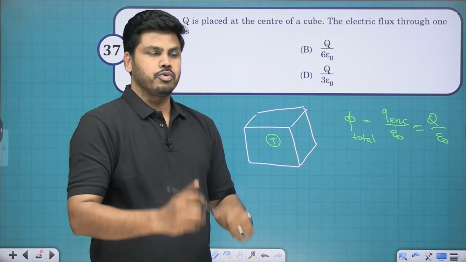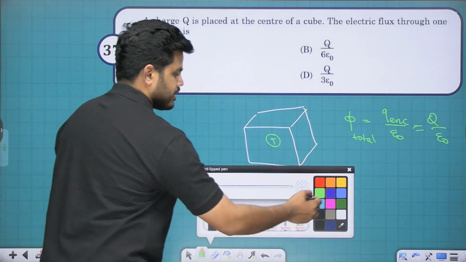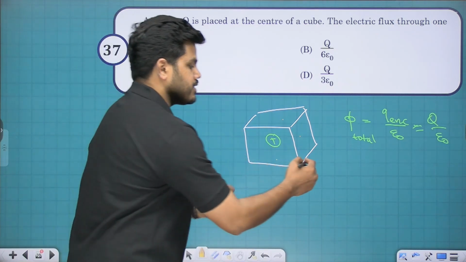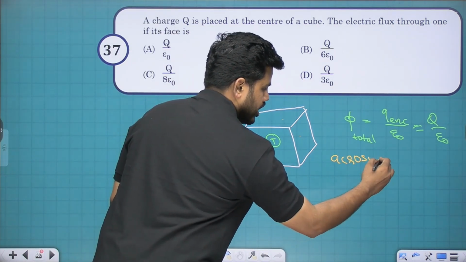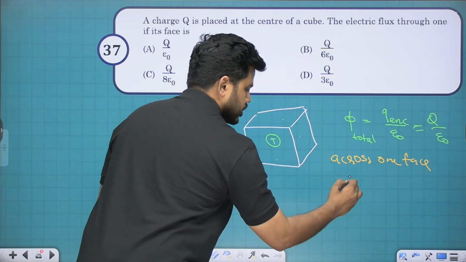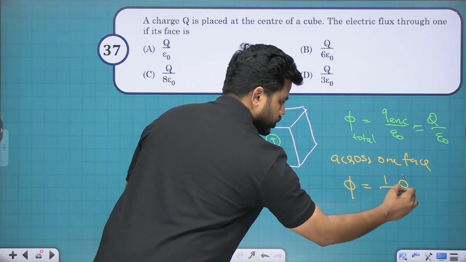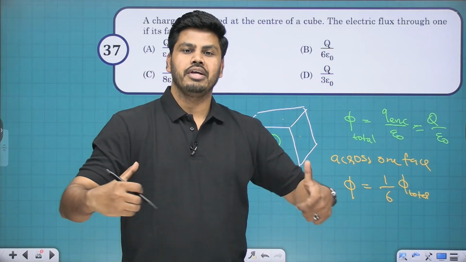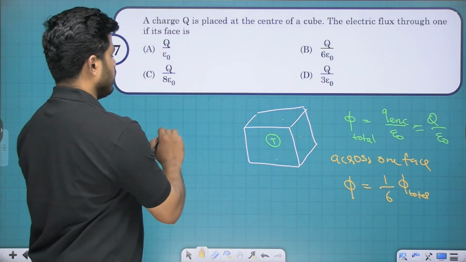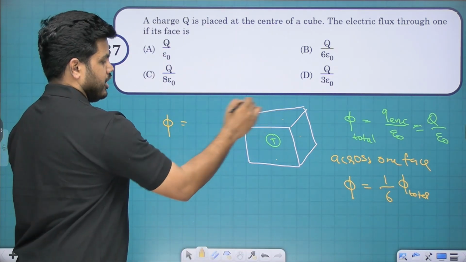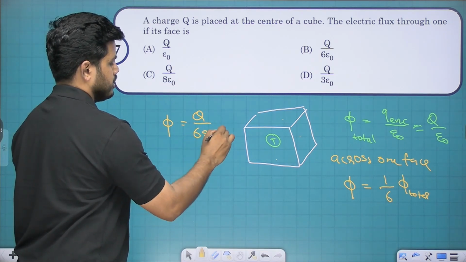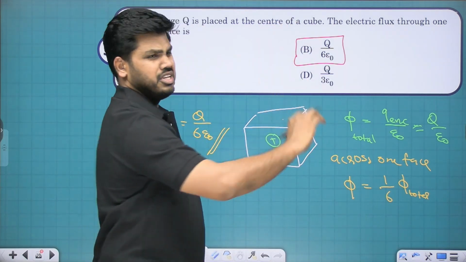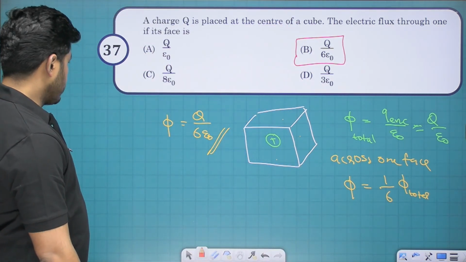We know it is through one of its surfaces. We have 6 faces for the cube. Since the charge is kept exactly at the center of the cube, each face will get equal flux, right? So flux across one face is going to be equal to 1 by 6th of total flux, because we have 6 faces and flux will be divided equally. So phi is going to be Q enclosed by 6 epsilon 0 should be the answer. 1 by 6th of total flux. So option B is the correct answer. That was an easy question, we know. Question number 37, option B.